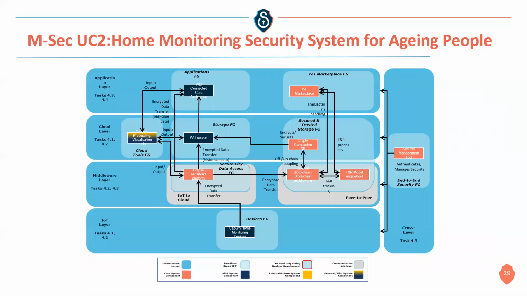The architecture of this use case is composed of several components, and we have in the IoT layer the devices, the home monitoring devices. In the middleware layer, we have the sensing platform providing this data to the application and to the cloud layer. We have also the blockchain and trust and reputation model. In the cloud layer, we have the crypto companion database. In the application layer, we have the connected care application and the marketplace. We are going to watch a video demonstration where we can see in action some of these components working together.